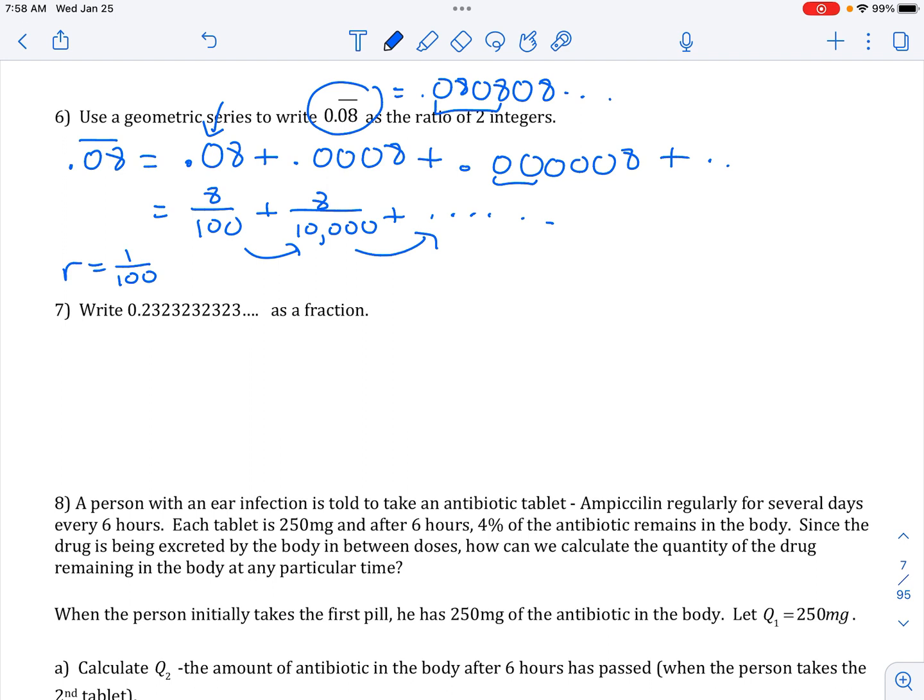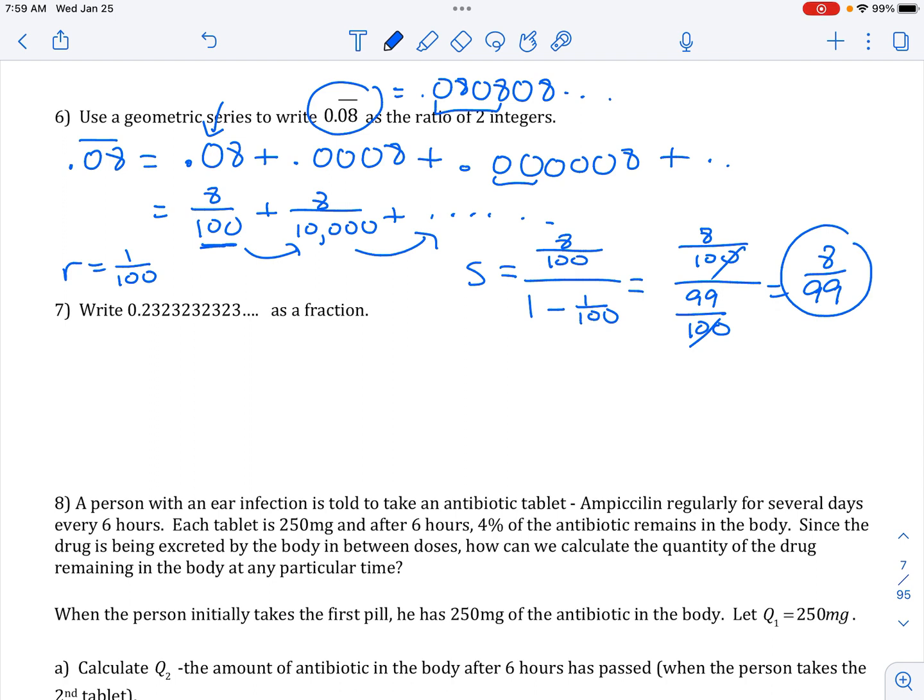So to find the sum of this geometric series, it would be A, which is the first term, 8 over 100, over 1 minus R. So let's clean this up. If you do 1 minus 1 over 100, this is 99 over 100. The 100s drop out, so this is 8 over 99. So if you type in 8 divided by 99 in your calculator, you will notice that you get 0.08 repeating. So this is equal to this number.